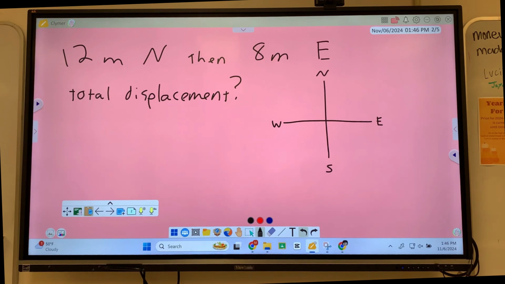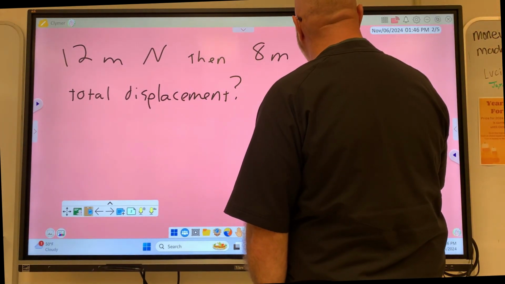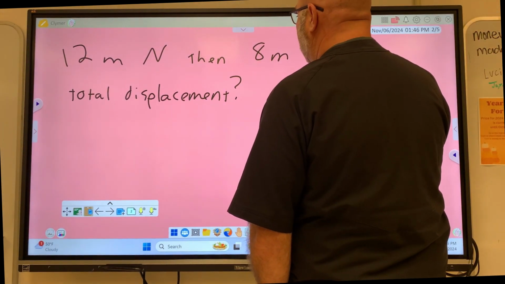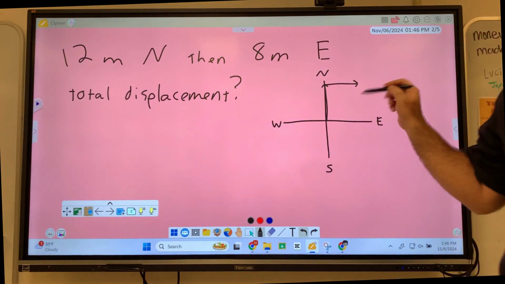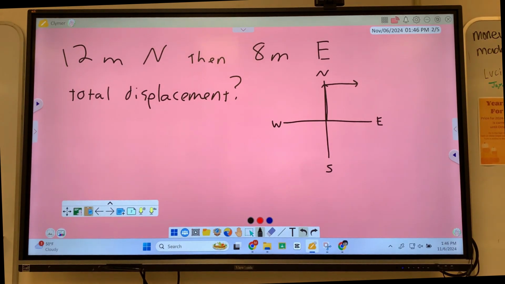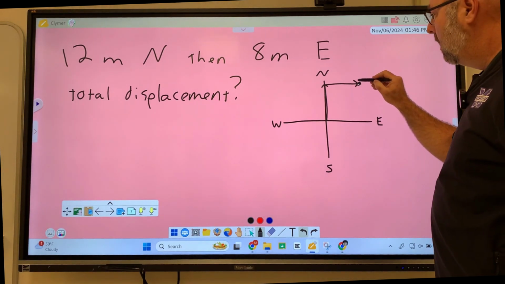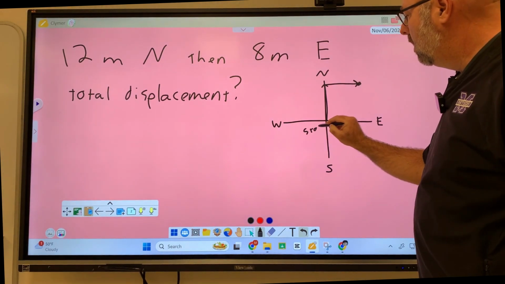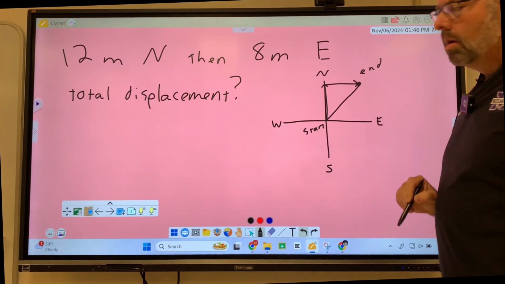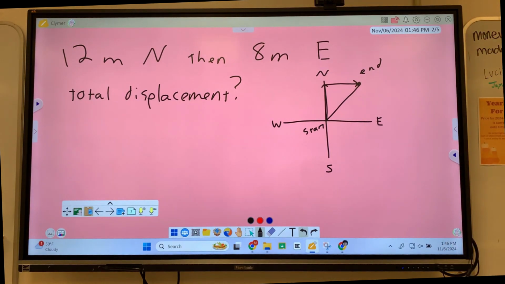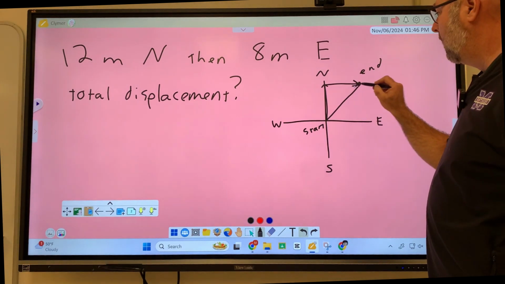But then how do I describe this spot with a vector? Did you finally get it? Here, let me hang on to that for you. All right, so if we go 12 meters north, and then we go 8 meters to the east, most of you got this far. But now what? Well, we ended up here, right? This was our start, and this is our end. So now how can we begin to describe this resulting vector?